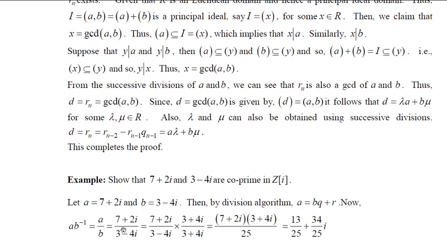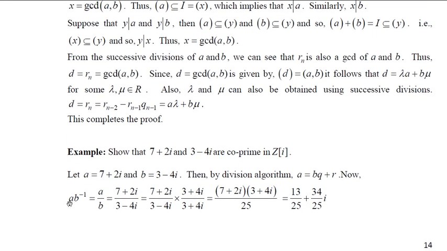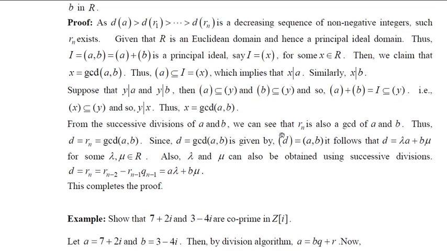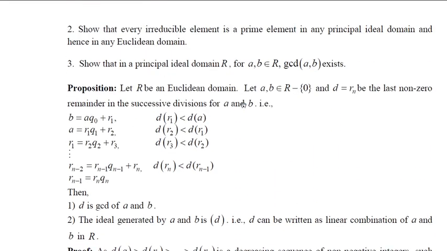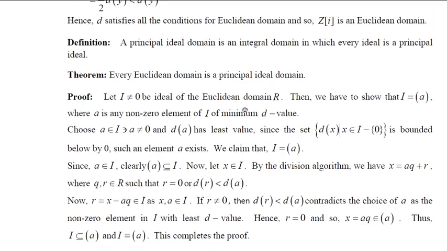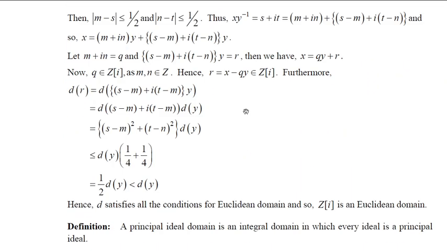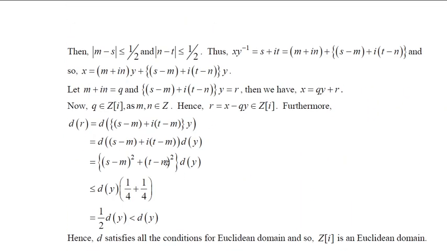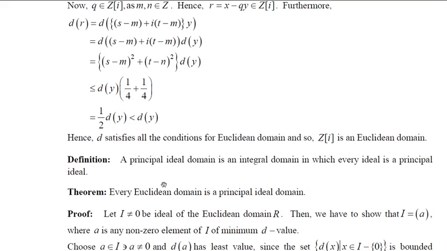Now, let's divide 7 plus 2i by 3 minus 4i. This is your A B inverse. So multiply and divide by the conjugate of the denominator, then you're going to get this value. So your A B inverse is equal to 13 by 25 plus 34 by 25 into i. Now we'll use the method which we have used to prove that Z of I is a Euclidean domain. We'll use that method here.